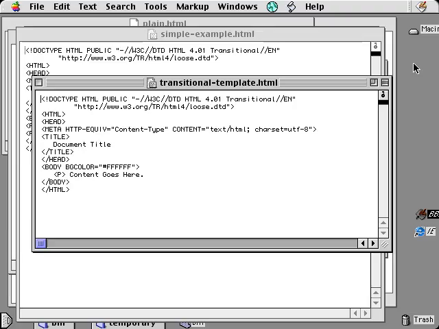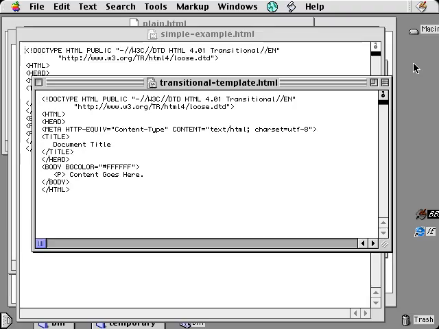Hypertext Markup Language was invented by Tim Berners-Lee around 1989 and 1990 when he had an idea to connect up the world with computers in what he called a World Wide Web. And as part of this process, he invented a language for describing documents that could link to each other. And this language he called HTML, or Hypertext Markup Language.